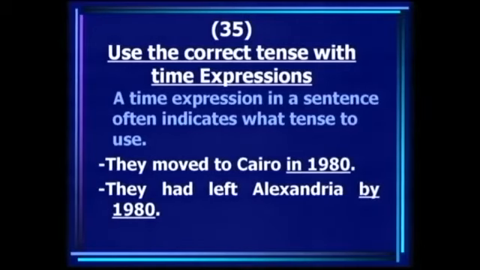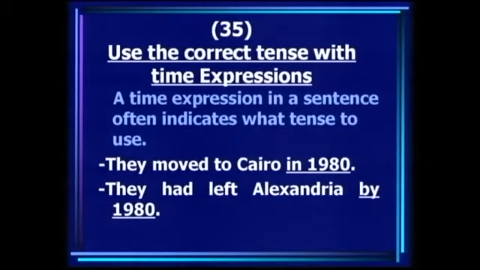Alright? They moved to Cairo in 1980. أنا هنا بقول في وقت محدد. وقت محدد أهو. سنة 80. يبقى لازم استعمل ايه؟ past simple tense. لكن بصوا على الجملة اللي جاية دي.